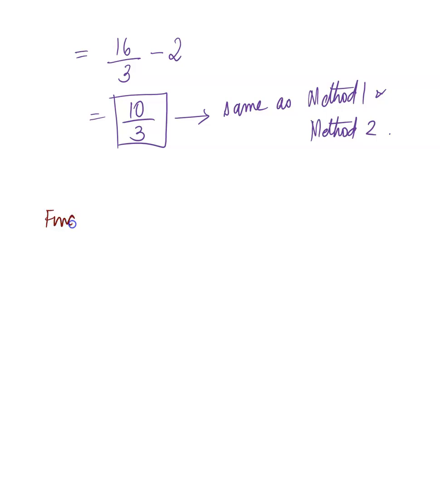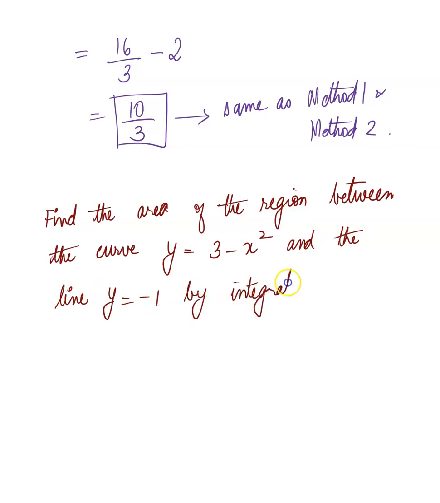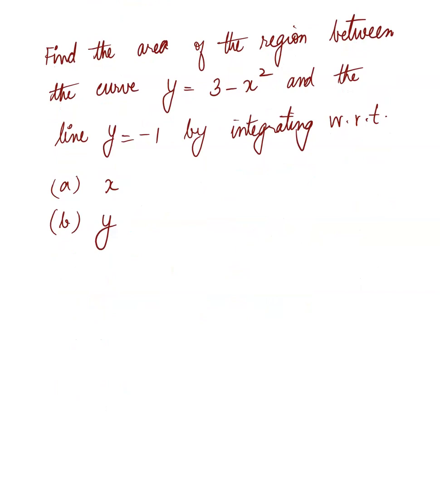So I'll say find the area of the region between the curve y equals 3 minus x squared, figure out what that is, what shape that will be, and the line y equals negative 1 by integrating with respect to a) x and b) y. Okay. So do a quick sketch.